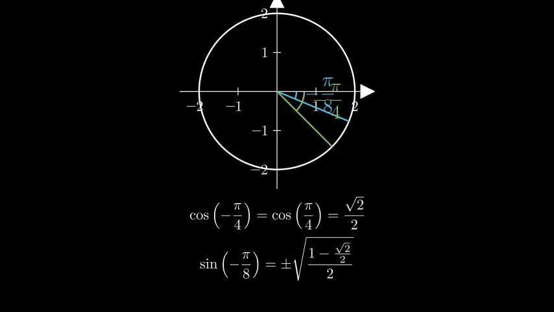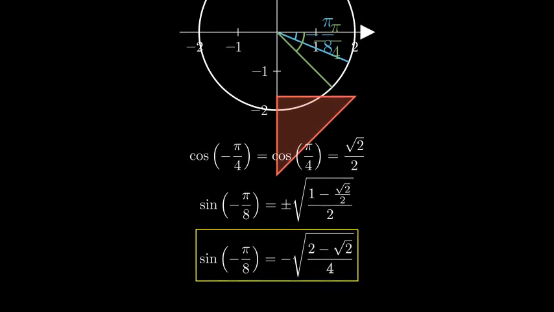Now, since negative pi over 8 is in the fourth quadrant, we know the sine value will be negative. Therefore, we use the negative square root. Our final answer is negative square root of quantity 2 minus square root of 2, all divided by 2.